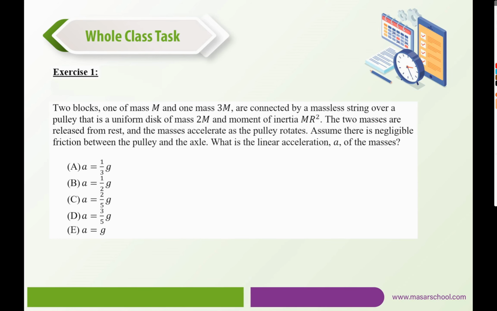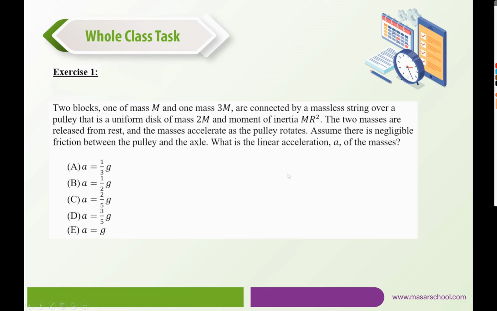Two blocks, one of mass m and one of mass 3m, are connected by a massless string over a pulley that is a uniform disk of mass 2m and moment of inertia mr square. The two masses are released from rest and the masses accelerate as the pulley rotates. Assume there is negligible friction between the pulley and the axle. What is the linear acceleration a of the masses?